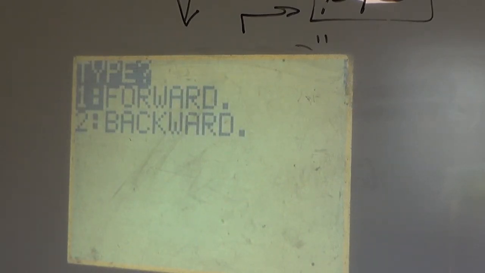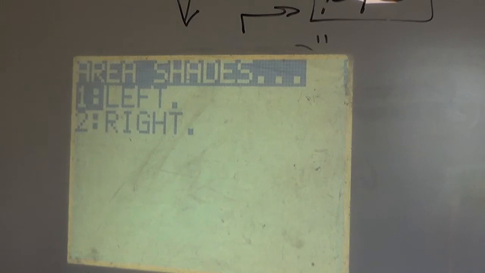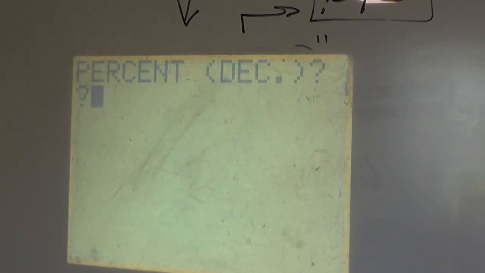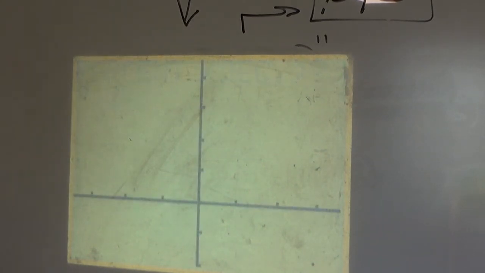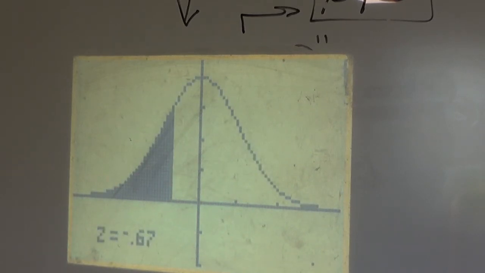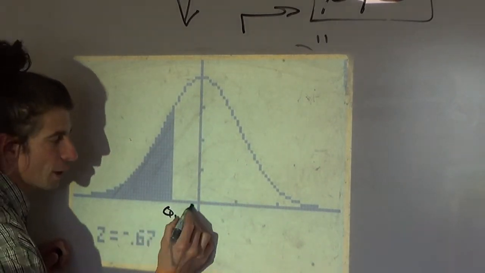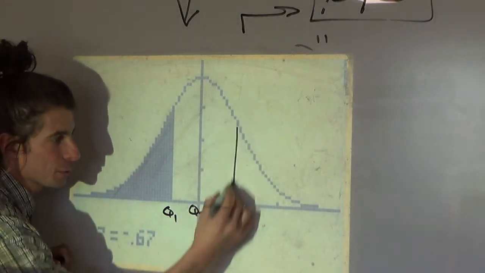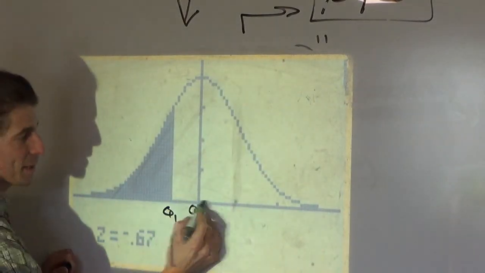Where is Q1? So where is the 25th percentile? That's a backwards problem. Let's shade to the left again. What percent? 0.25. It's going to shade it for you. There he is. -0.67. That's your -2/3. Which means you now know where Q1 is, you know where Q2 is, and you know where Q3 is. That's not drawn very well. Q3 has to be the same distance away as Q1.